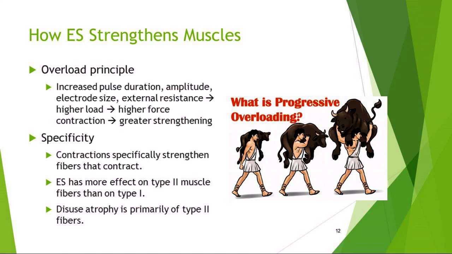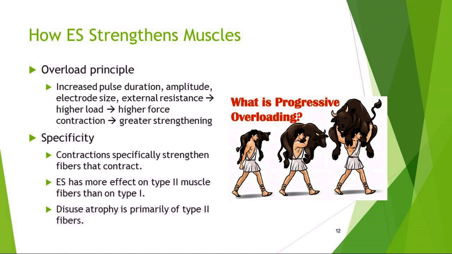So with electrical stim, we're using increased pulse duration, amplitude, electrode size, and external resistance. That's how we're creating our higher load, a higher force contraction, and greater strengthening. So we're trying to overload the muscle to strengthen it. Specificity, where the muscle contractions specifically strengthen the fibers that contract.